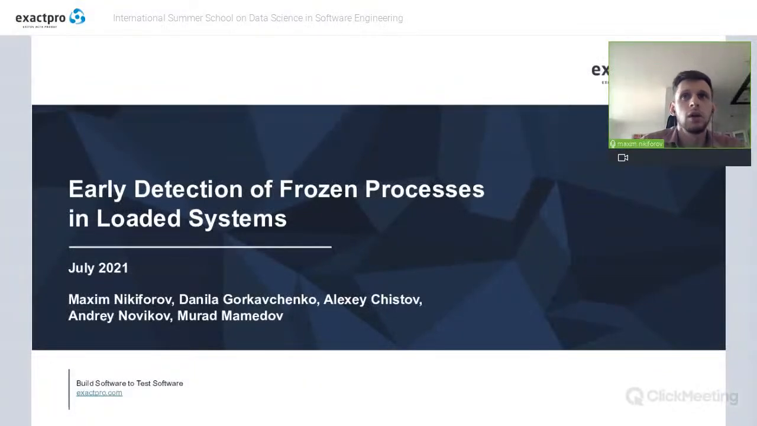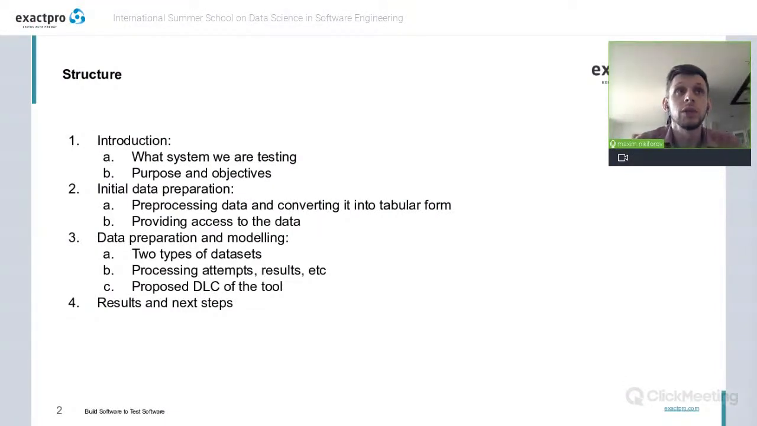So in the next maybe 50 minutes, I will describe briefly the system we are testing, the purpose and objective of our research. I will talk about the initial data preparation, the problems we could see during this phase, describe what types of data we prepare and the results of our modeling. Of course, we'll share the results and quickly describe next steps, what we will do further.